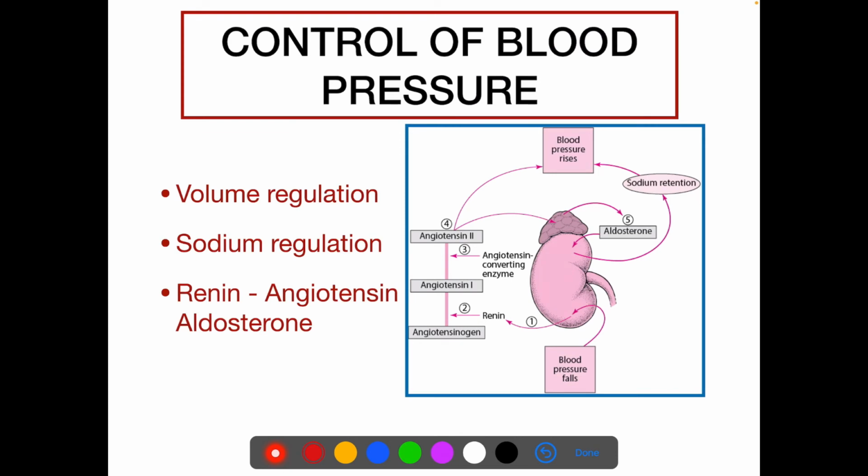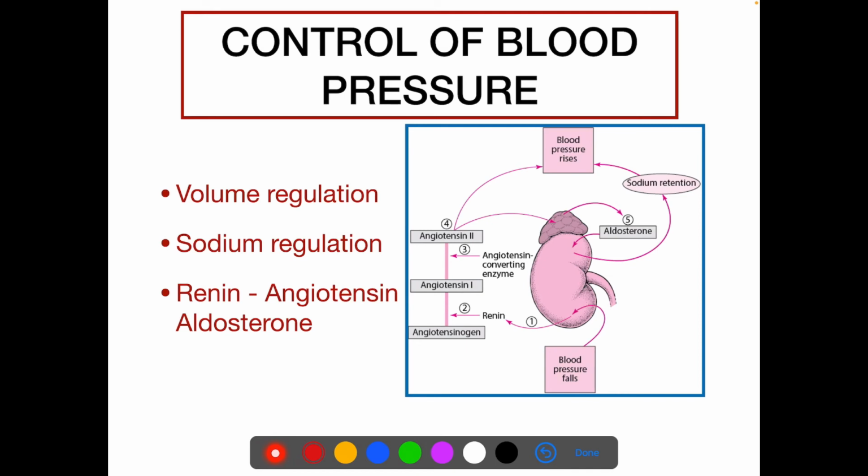Then kidneys are important in control of blood pressure also. That is because kidneys are important for volume regulation, which I already mentioned. That is water balance. Whenever there is decreased volume in our body, the kidney will try to conserve the volume by retaining water. So volume is important for blood pressure control. When there is more volume or more water, the blood pressure will increase. When the volume of water is decreased, blood pressure will decrease.